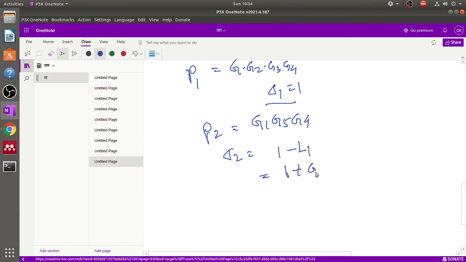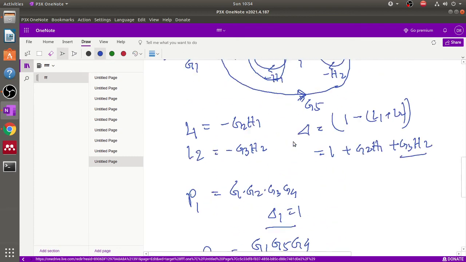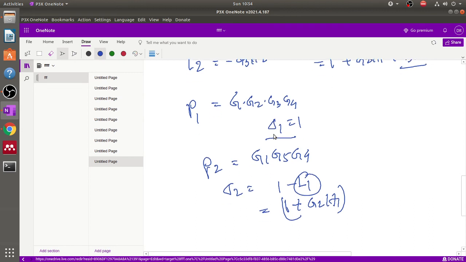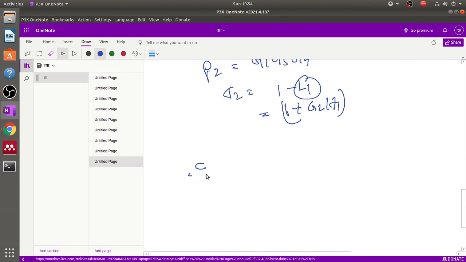So this is 1 plus G2 into H1. What is the loop gain of this? This non-touching loop gain equals minus G2 into H1. Now C by R again is P1 delta 1 plus P2 delta 2, divided by the total delta.